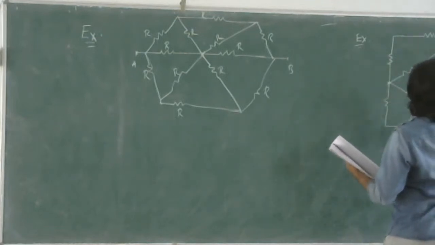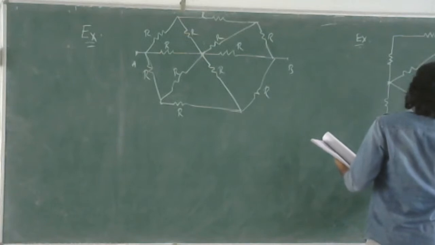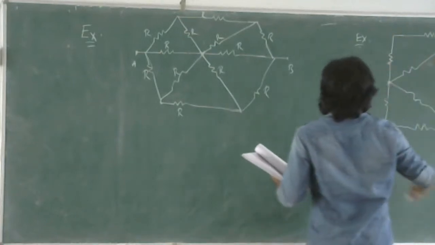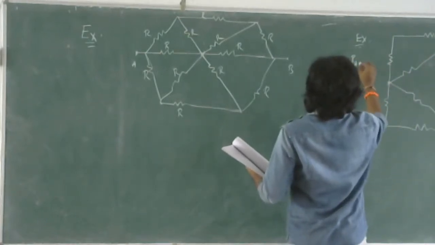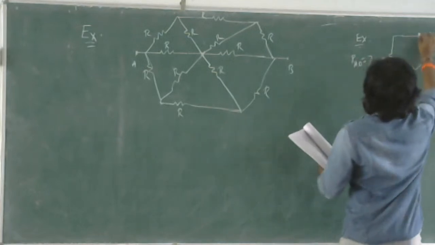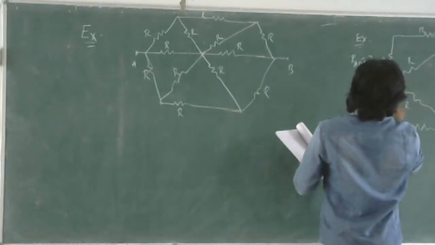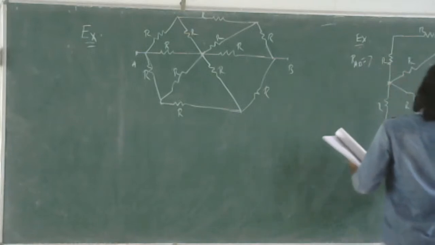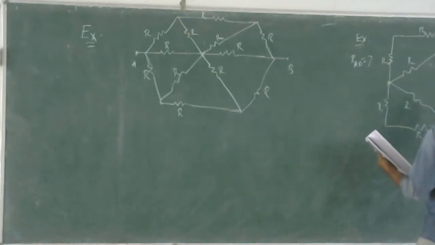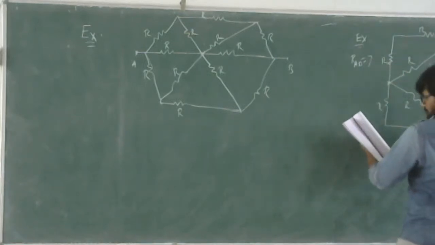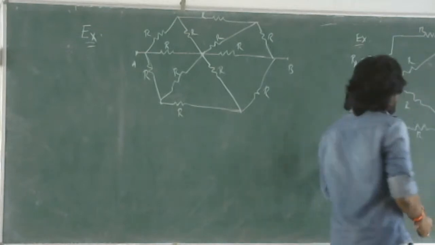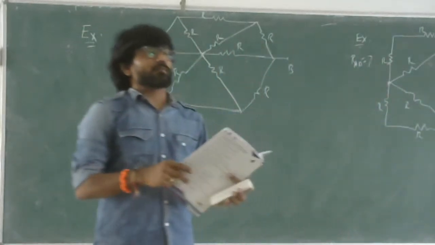This is marked as point A, this is marked as point B. We are asked to find the resistance between A and B, provided these are all identical resistors, and these are all identical. So these also have the same resistance. What is the effective resistance between A and B is the question.